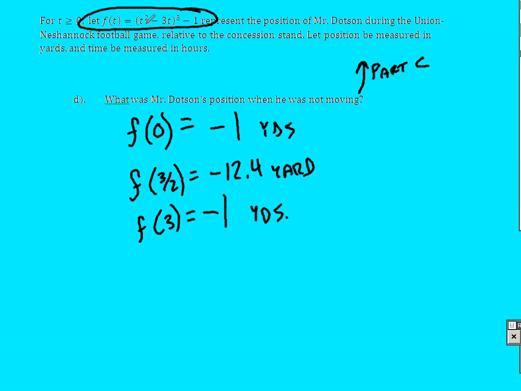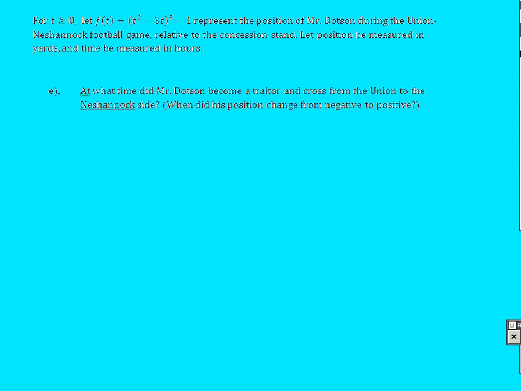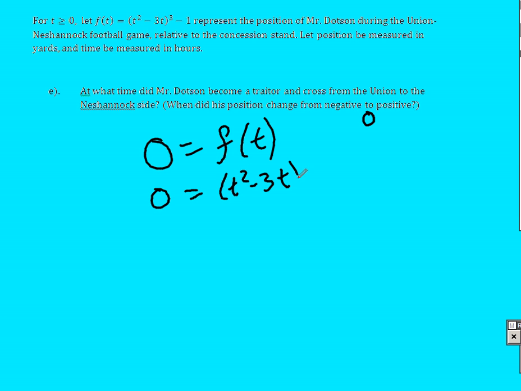Everywhere you see a t, plug in what you need to know. Part E. At what time did you cross from negative to positive? Well, when you go from negative to positive, you're going to hit 0. So when is the position function equal to 0? I'm just going to plug it in. 0 equals (t squared minus 3t) cubed minus 1. Bring the 1 over. 1 equals (t squared minus 3t), the whole thing cubed. To get rid of the cube, I need to take the cube root of both sides. Well, the cube root of 1 is just 1. The cube root of this over here leaves just what's on the inside.